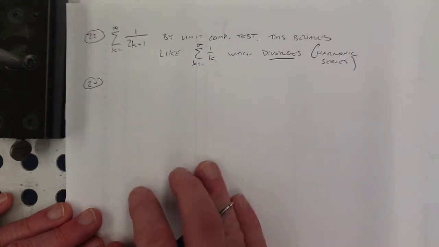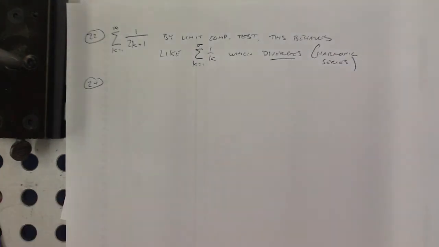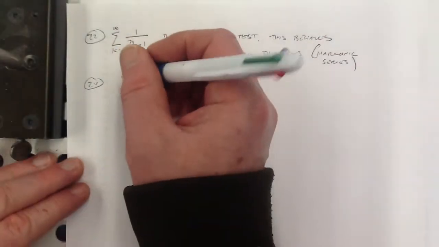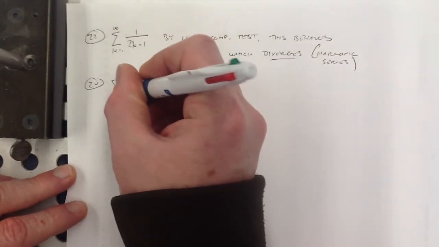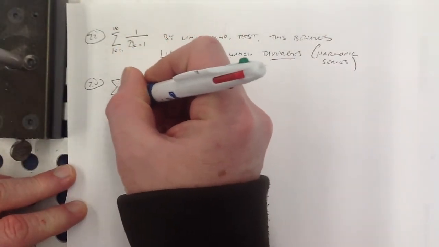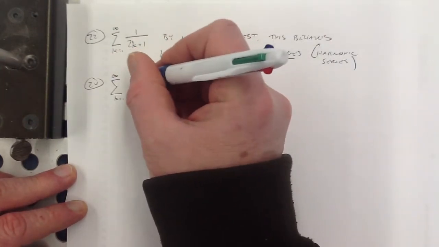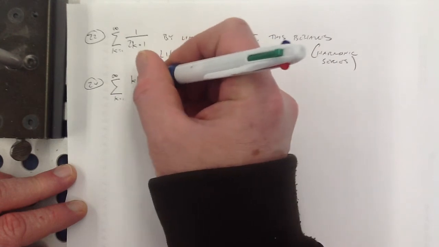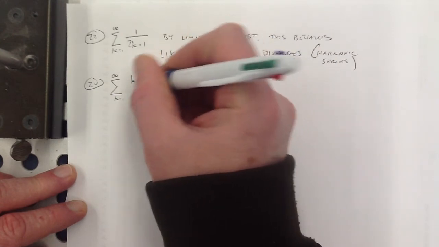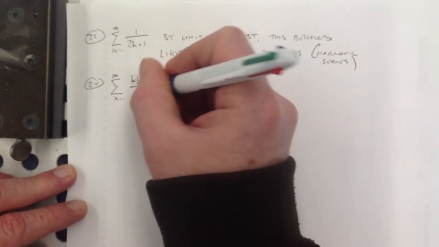Okay. Number 24, anytime you see factorials, you're looking at the ratio test. That is a fact, not fake news. I don't know why I'm writing down the original thing here. Usually when I do the ratio test, I don't do that, but oh well.